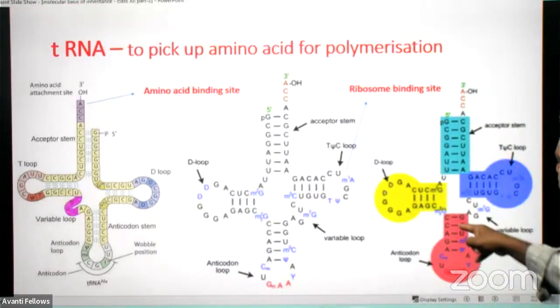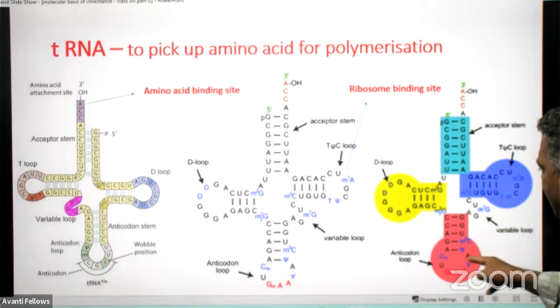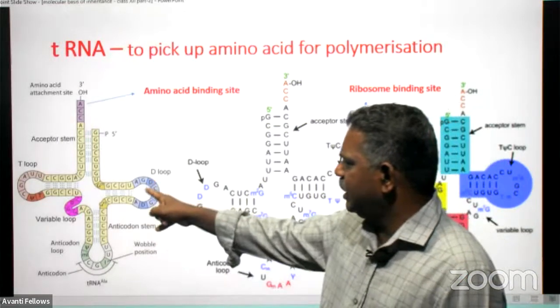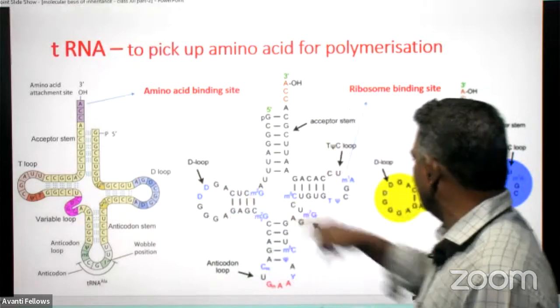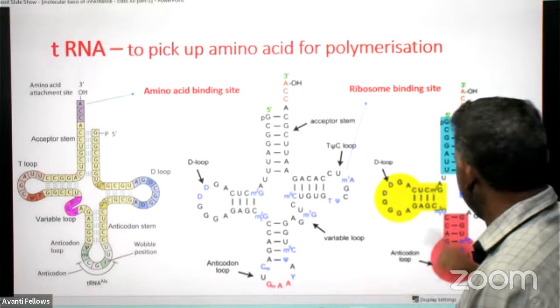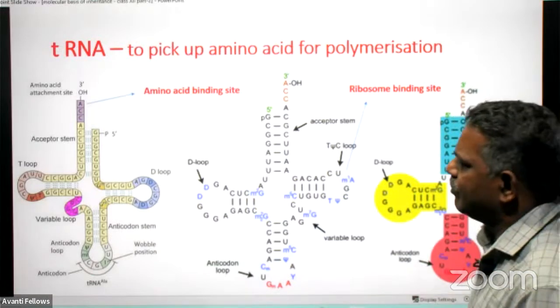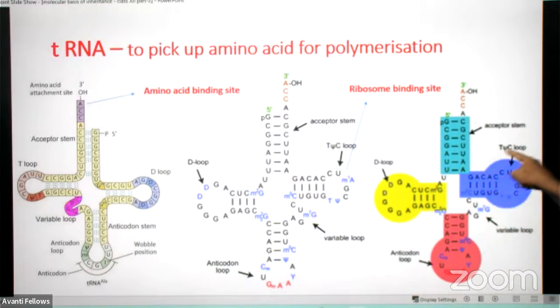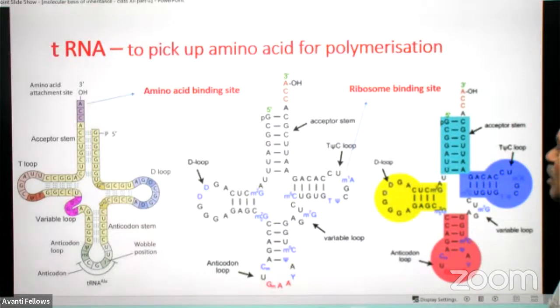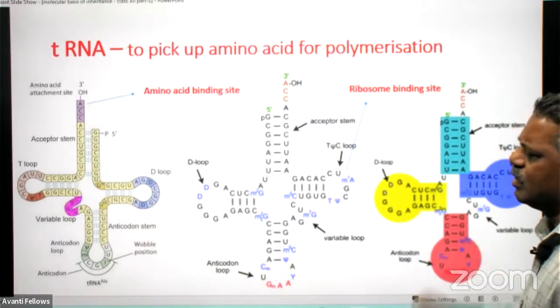This loop only. And this stump is what? The anticodon stump, and this is the acceptor stump. And here we can find three loops. This is called the D loop. Here we can see the D loop. And opposite that we can find the T loop, and another loop present here, and it is called the anticodon loop.